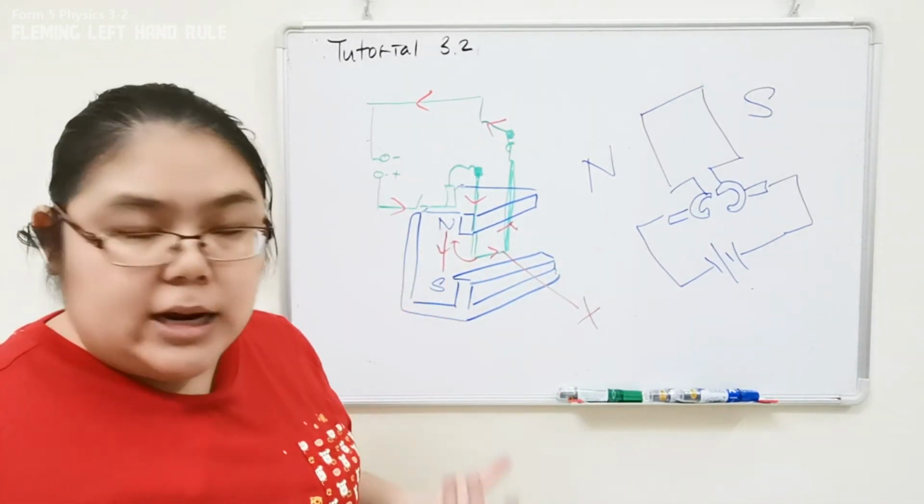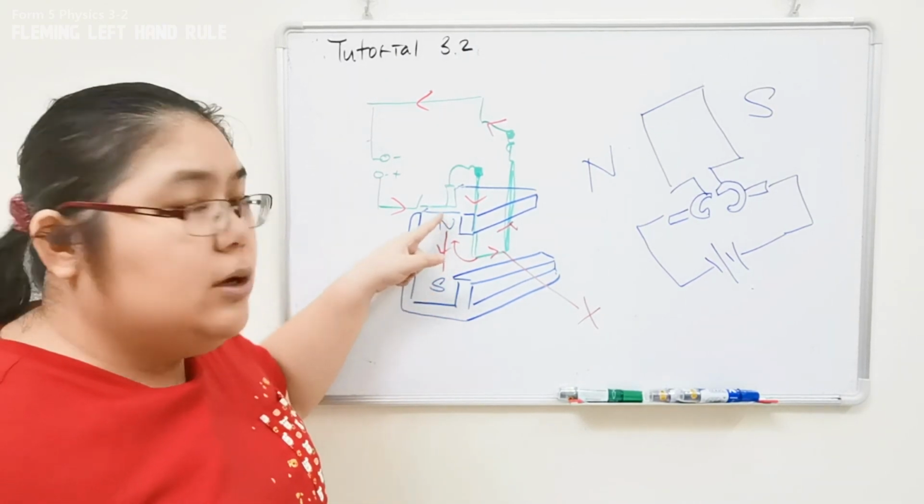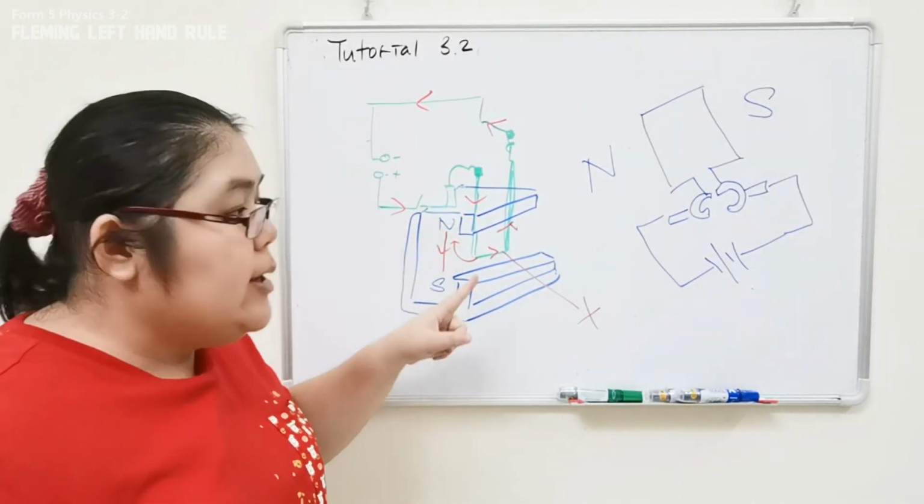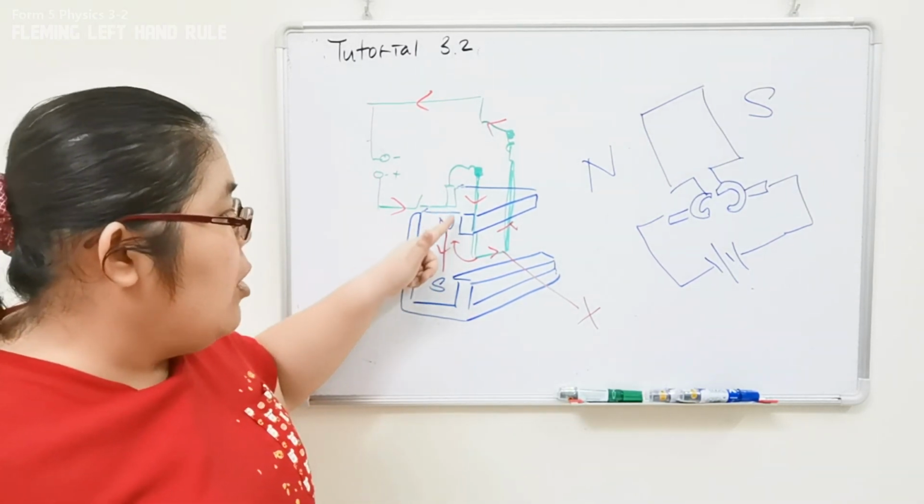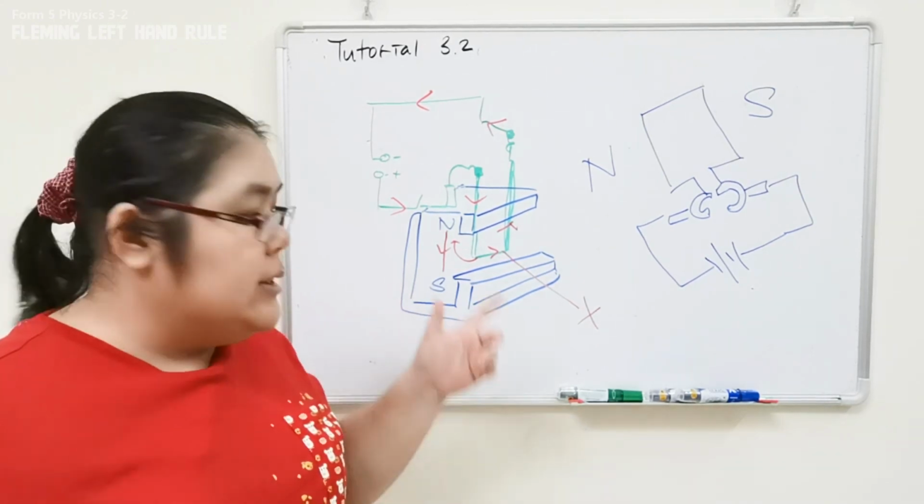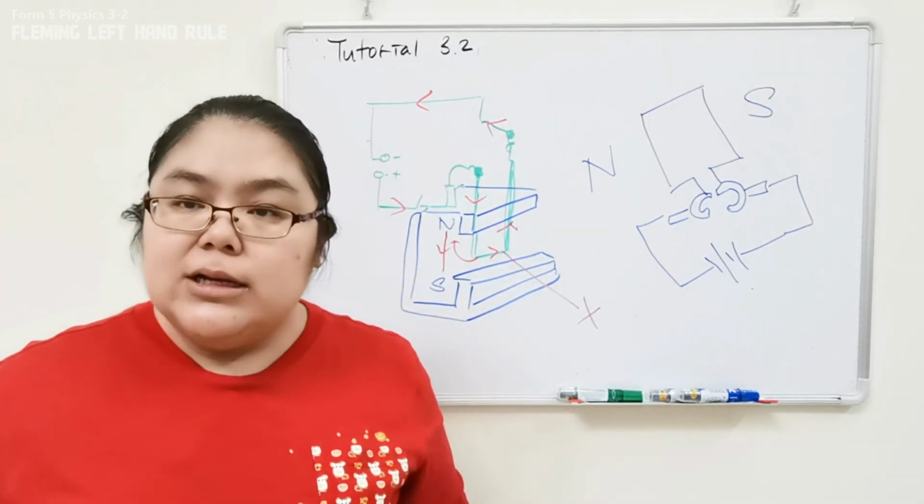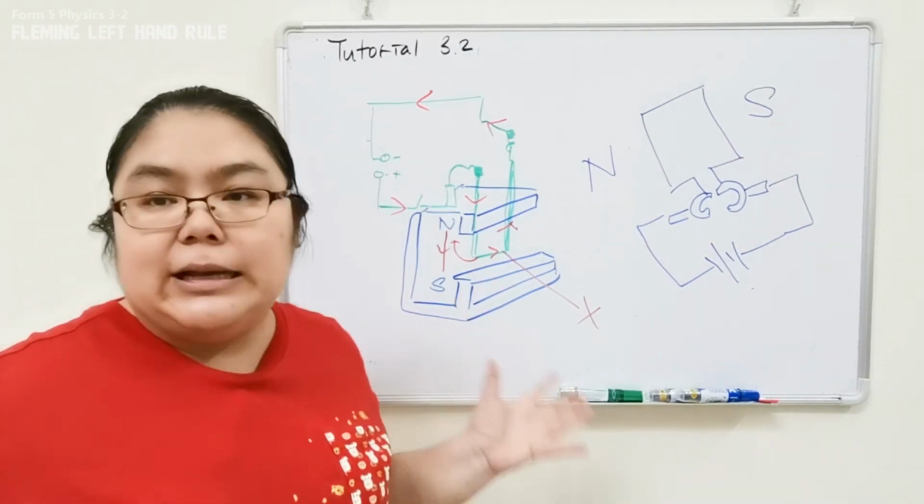Or another way is you reverse the polarity of the magnetic field. North and south, now you reverse. South you put at the top, then north you put at the bottom. After that, the direction will reverse back. So you change either one, you cannot change both. If you change both, actually nothing happens.